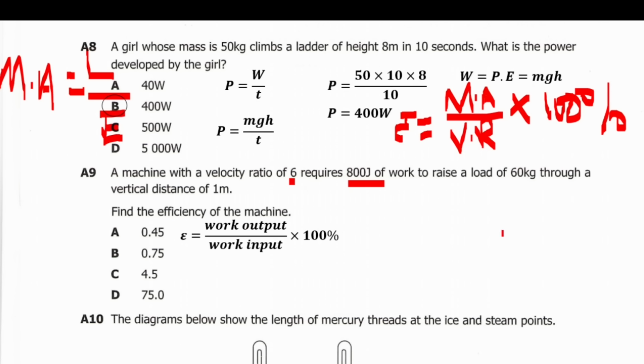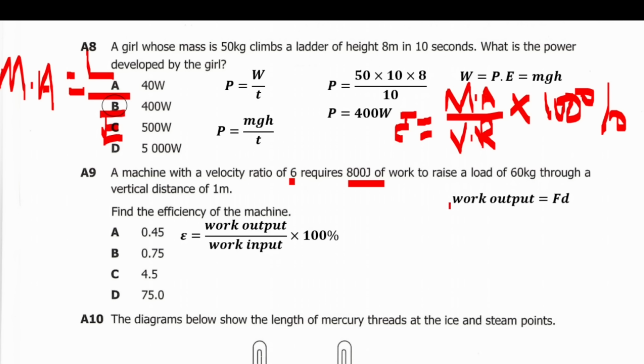Since the question says a machine with a velocity ratio of 6 requires 800 joules of work to raise, this is the work input that is required to raise a load of what? 60 kilograms. The work which will be done to raise this 60 kilogram through a vertical distance of 1 meter will be the work output. So we need just to find work output.